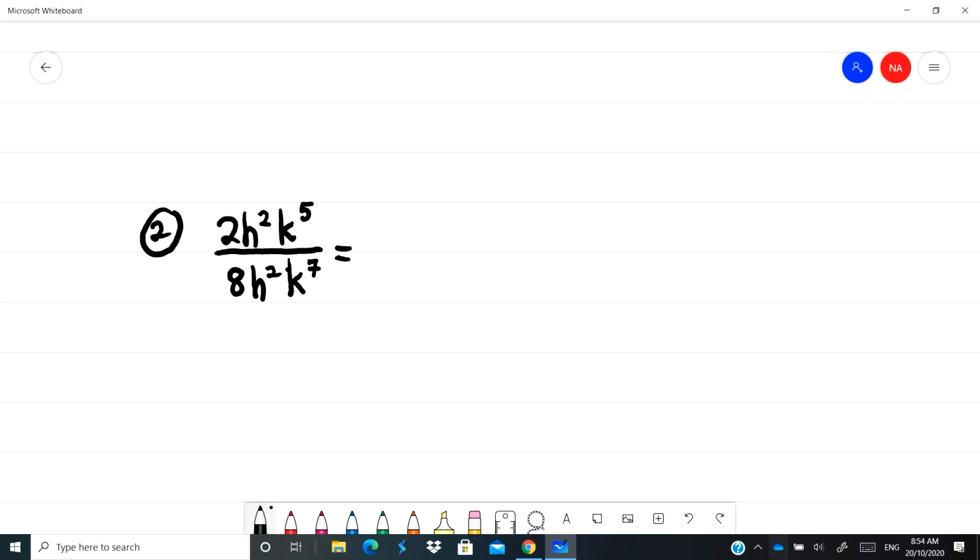Okay. Kalau tak nampak, buka dulu. Alright, 2. H square. What does it mean by H square? So, H multiplied by H. 2 kali kan? Right, now K to the power of 5. So, K. So, ini yang teknik slow lah. Tapi tak apa. Slow asalkan selamat.